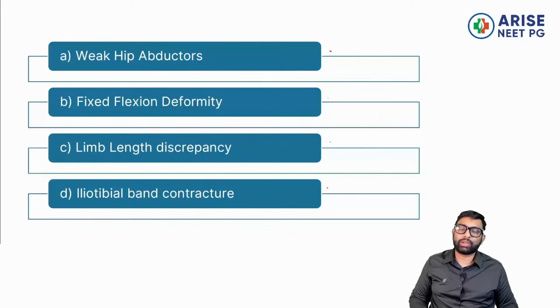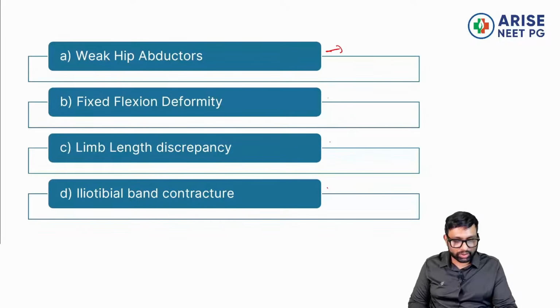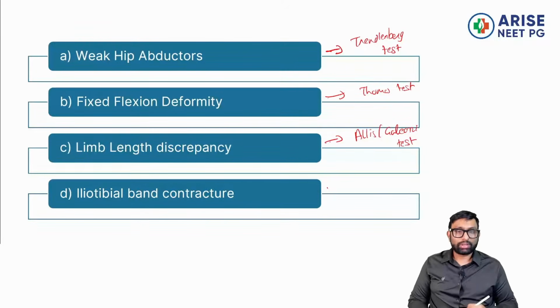What is this test? Can you tell me the name of the test? See, there should be no confusion in naming this test. So all 4 are different tests that are done. If you have a weak abductor, which test do we do? We do Trendelenburg's test. Do you remember this? When you have a fixed flexion deformity, what do we do? We do a Thomas test. If we have a limb length discrepancy, we do an Allis or a Galeazzi test. If we have an IT band problem, we do an Ober's test.